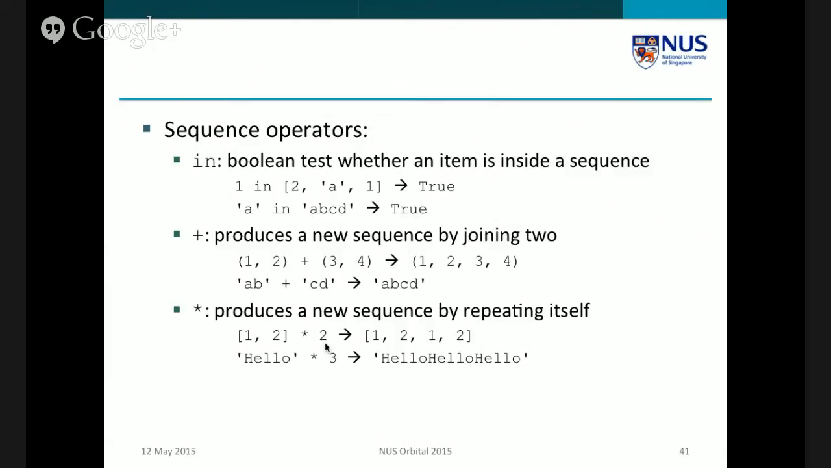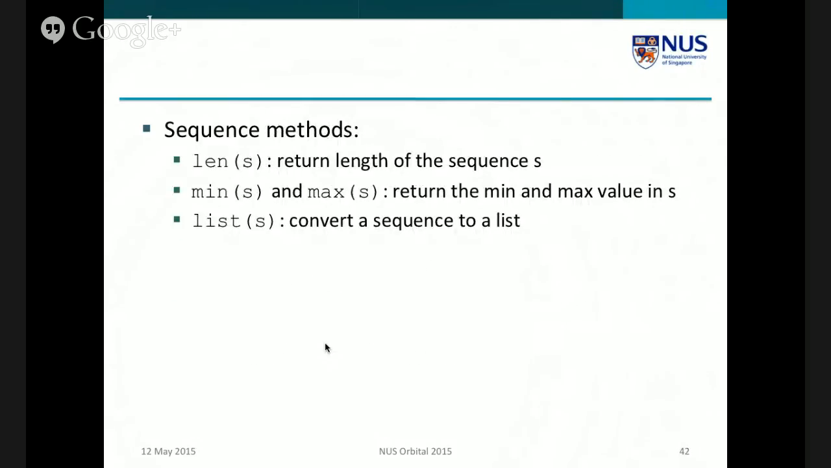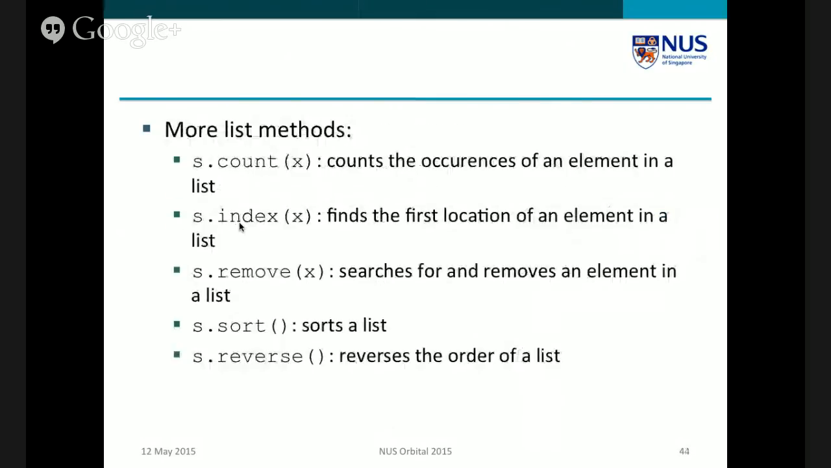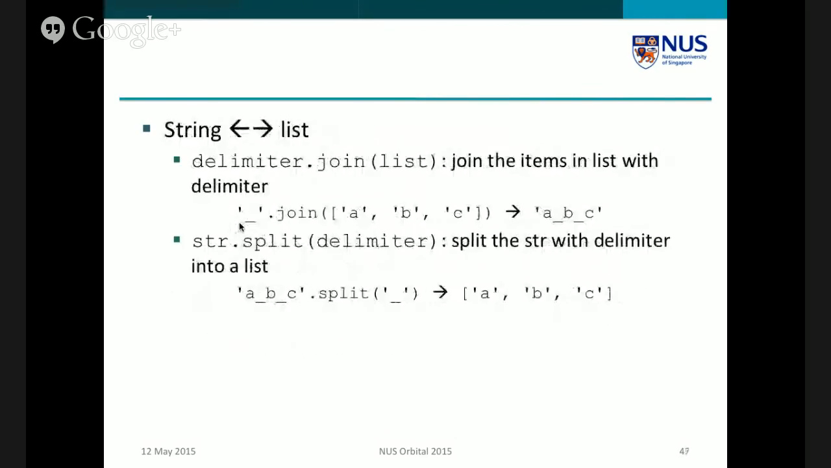sequence. Okay, there are some sequence methods that you've already seen. So for example, length, min, max, and list all do things that are built in with any sequence. So they work for strings, they work for lists, and they work for tuples. Okay, we're not going to go over these.